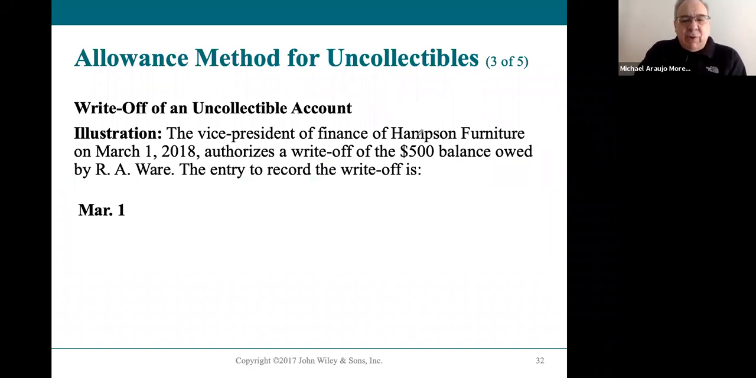So we're back to Hampton Furniture. And now we are in March. And we have recognized that a $500 balance from a customer, Ra Ware, is not going to be collected. So the vice president of finance wants to write off Ra Ware's account. Maybe they are aware that they're never going to get that money.